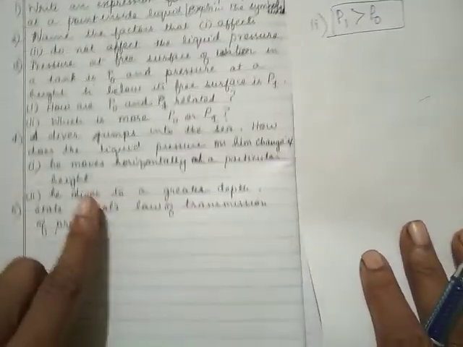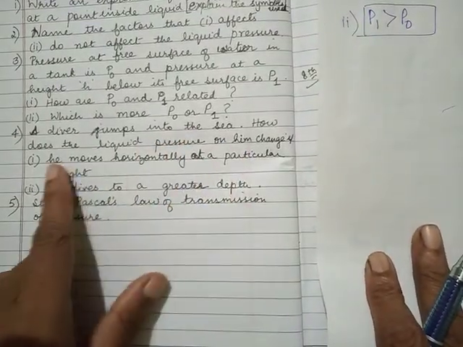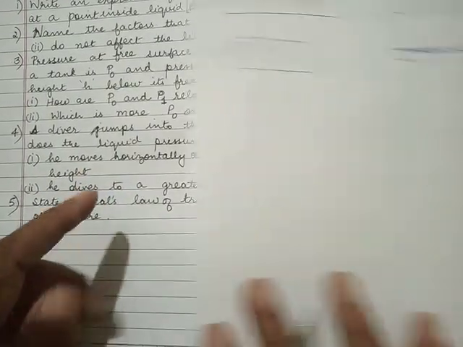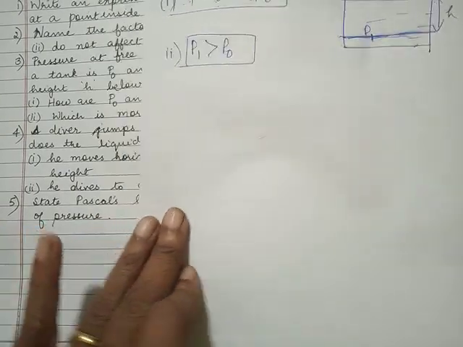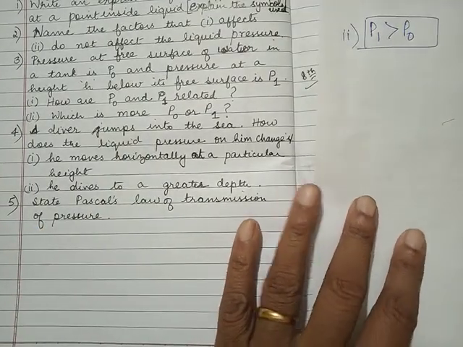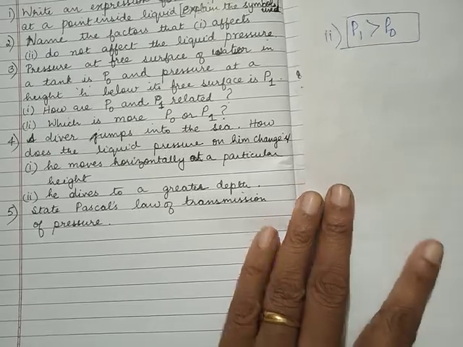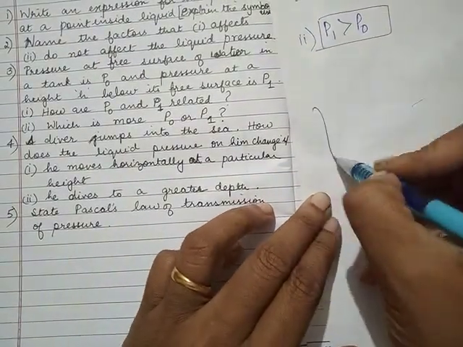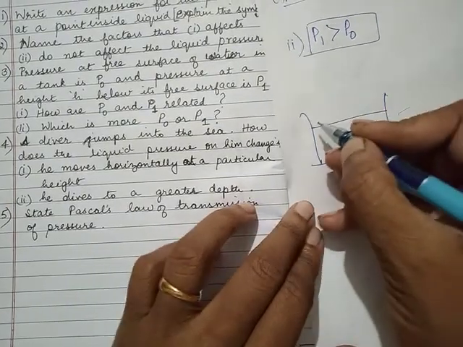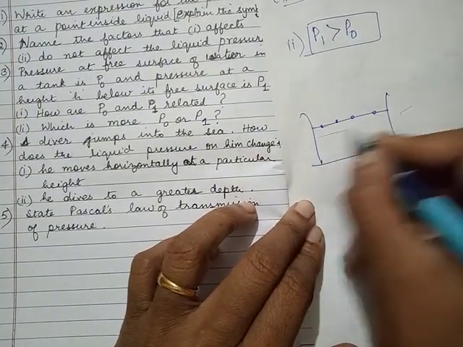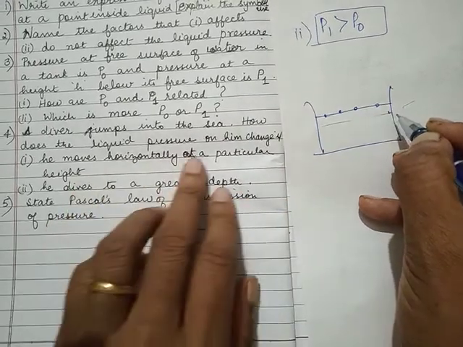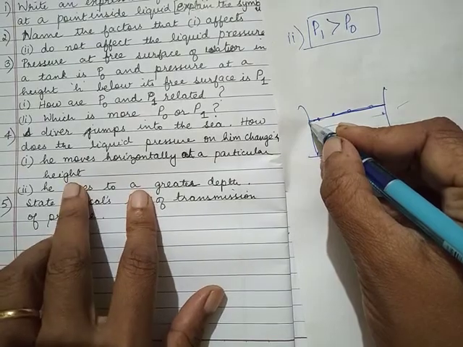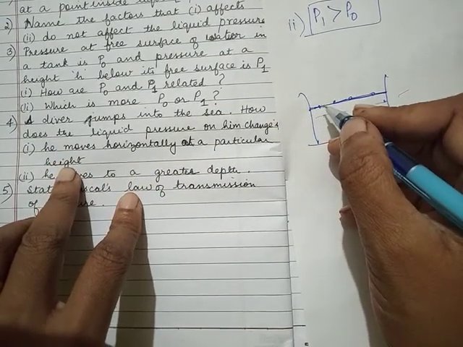So the fourth one: a diver jumps into the sea. How does the liquid pressure change if he moves horizontally at a particular height? Now, the laws of liquid pressure, they have asked indirectly in this form. You know that horizontally, at a particular level, the pressure will be the same. It can be this point, this point, this point, this point, pressure will be the same. So if he moves horizontally at a particular height, pressure will be the same. The answer for part A will be: pressure will be the same.